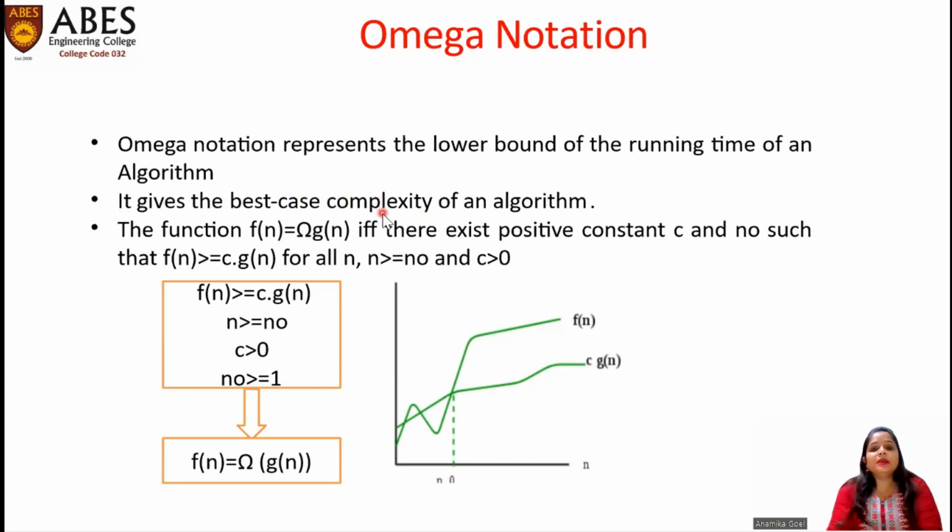For example, in the case of linear search, if I have an array of 10 elements, and the element which I want to find in the list is available at the first location of the array, then the time complexity is order of 1 unit. So that is the best case time complexity. To understand the concept of omega notation, let us see the graph.